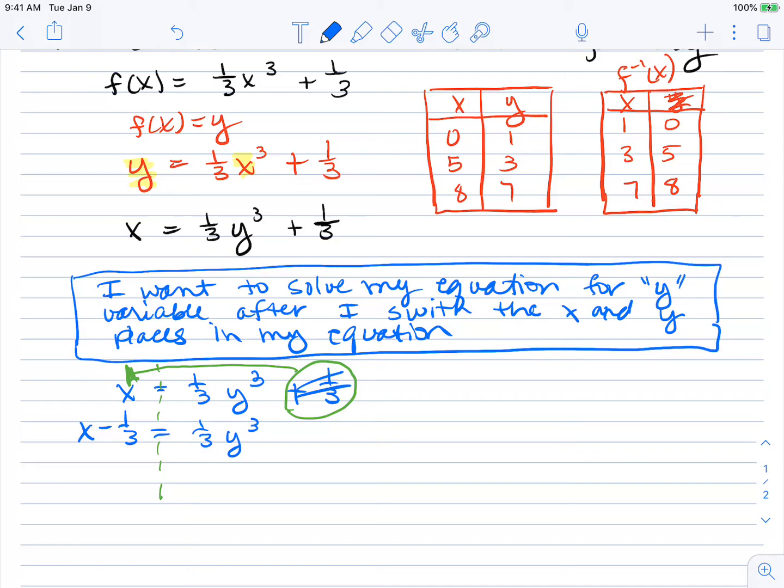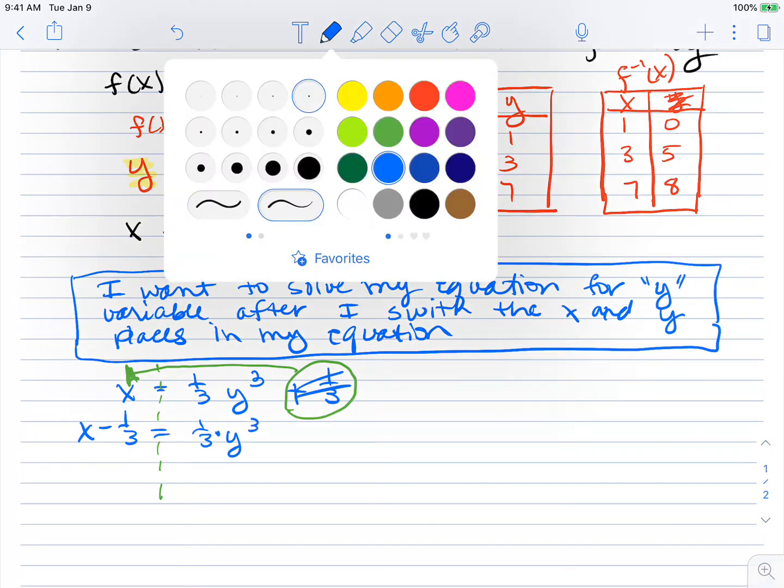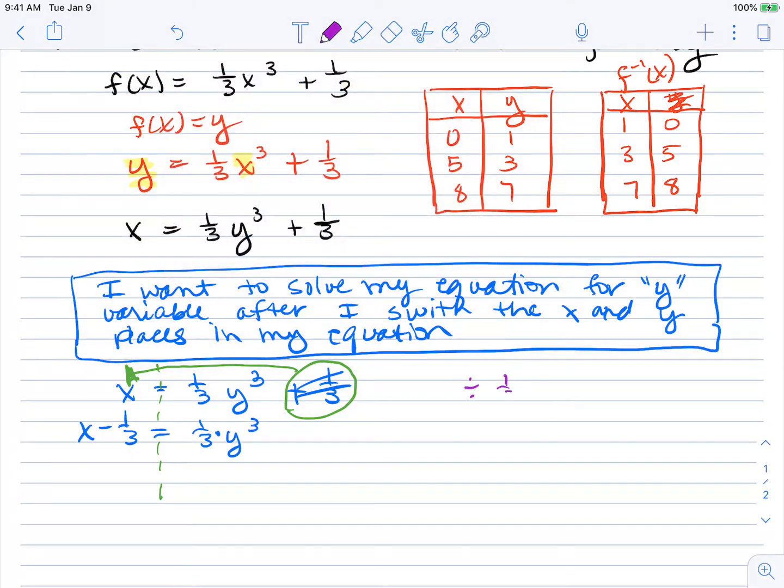Okay. There is a multiplication right here between this 1/3 and my y. To undo multiplication, I have to divide. But when I'm dividing by a fraction, if I divide by a third, that's the same as multiplying by its reciprocal. So I'm going to skip this part and just go to multiplying by the reciprocal, 3/1. And what I do to one side of the equation, I have to do to the other. But I have to do it to the entire side, so that's why I put it in parentheses.